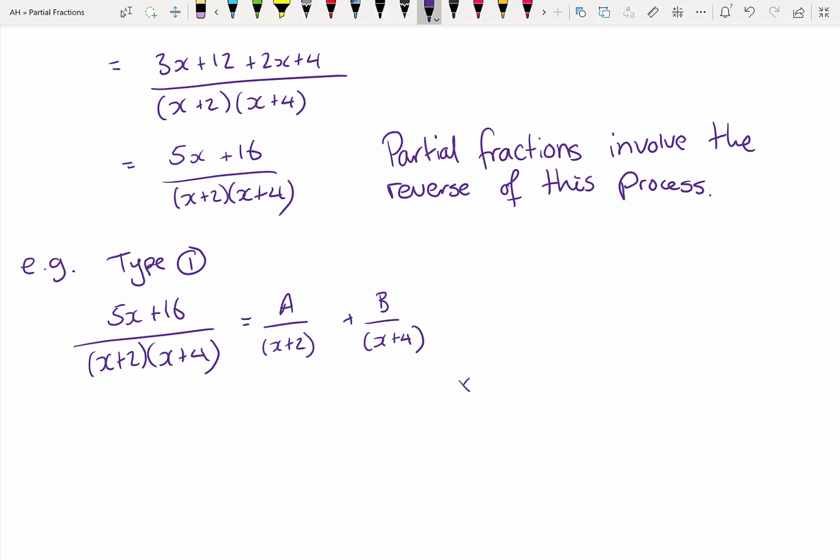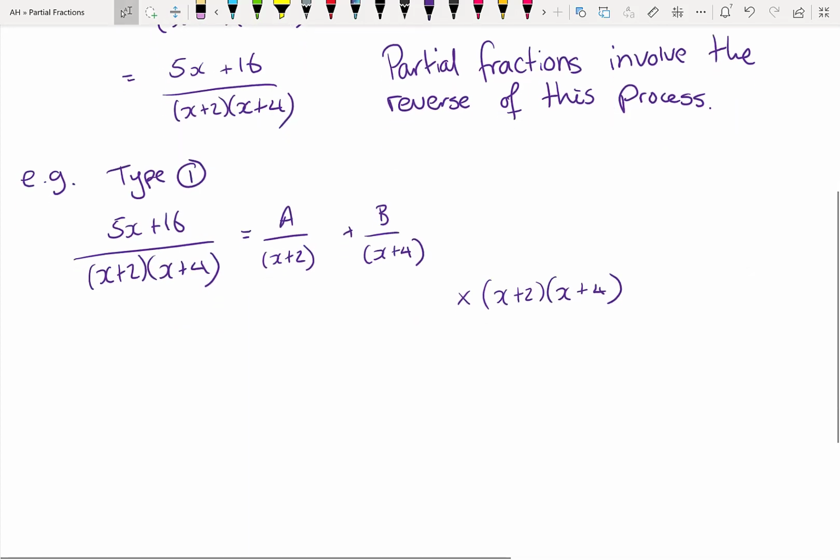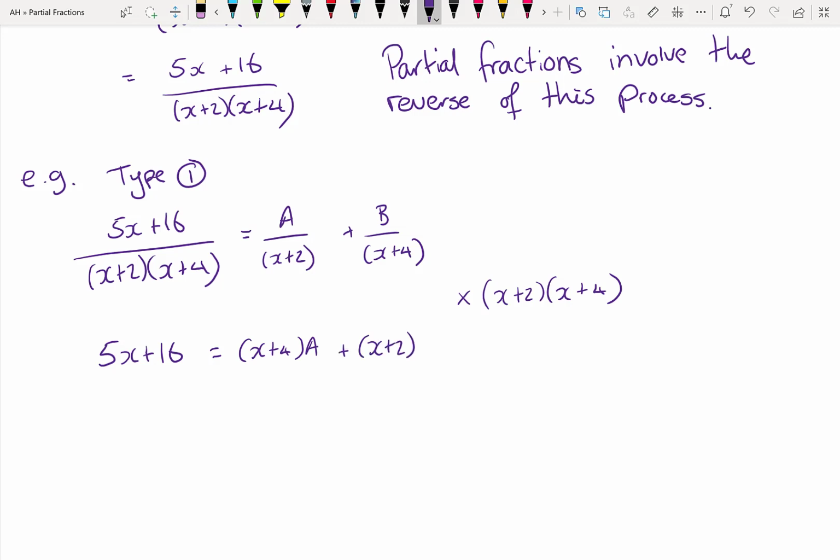Next thing I'm going to do is multiply throughout by x plus 2, x plus 4. And what that is going to do is get rid of the denominators in every one of my fractions. And so I'm going to have 5x plus 16 on the left is equal to x plus 4 lots of A plus x plus 2 lots of B.